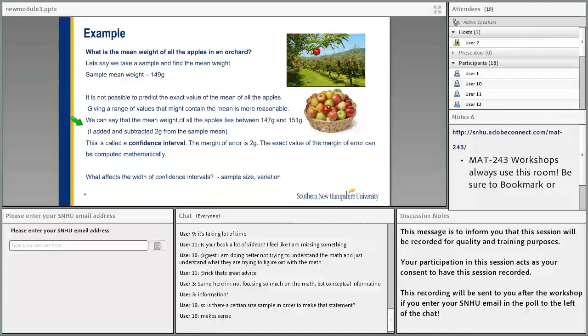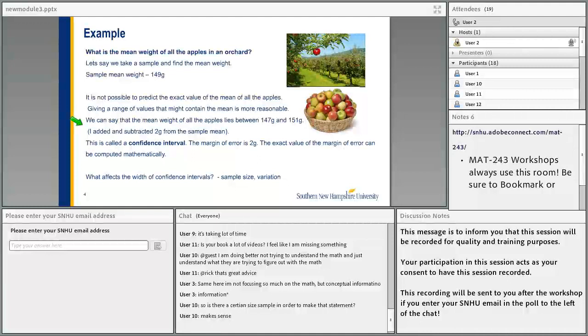So what affects the width of confidence intervals? My sample size and my variation. How does variation affect my confidence interval? I want to make sure that the apples that I have are representing my population well. So if I pick all small apples, the mean weight is going to be small. So the confidence interval that I come up with may not be an accurate one. So I want to make sure I have a mixture of different sizes in my basket.